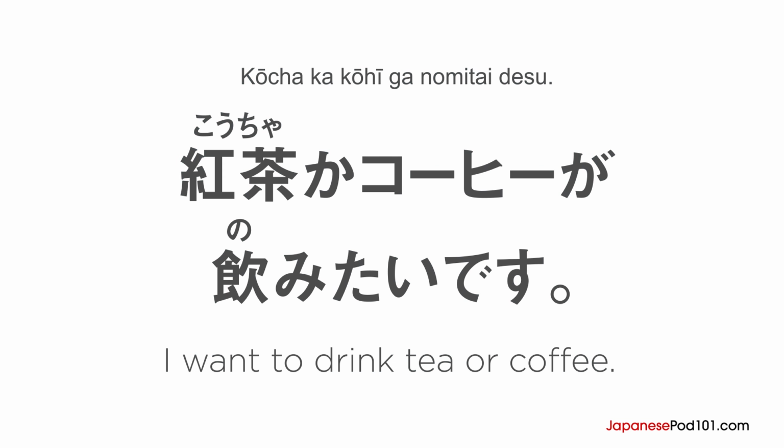Let's break it down. First we have, 紅茶かコーヒー。 this means tea or coffee. Notice how the particle comes after the first choice. Following that, we have the particle that marks an object of desire. が Finally, we have the verb in the tai form, which expresses desire. 飲みたいです。 Let's take a look at a few more examples with the same particle used as an alternative marker.